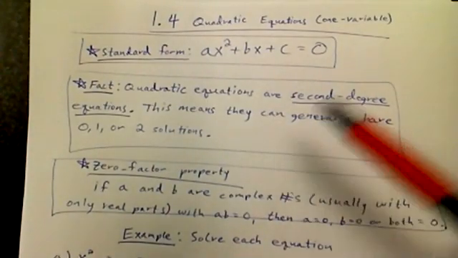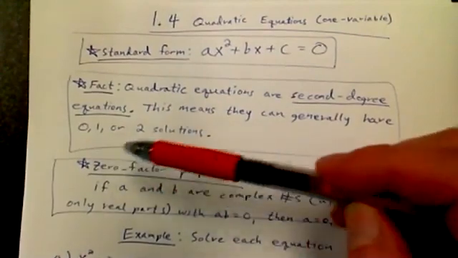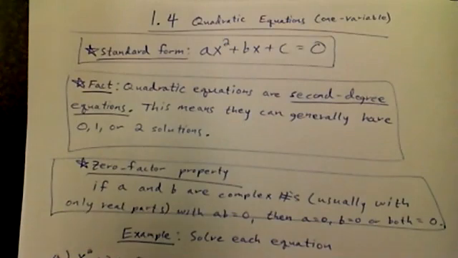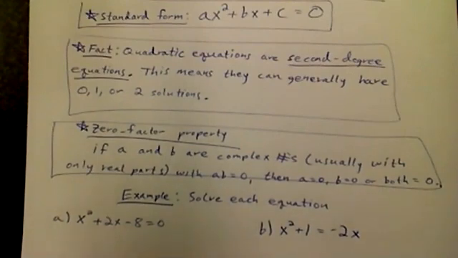Little fact here, quadratic equations are second degree equations. What this means is they can generally have no solutions, one solution, or two solutions. That's what you should expect. The zero factor property. So what I'm going to do here, and I'm pretty sure you guys have seen this before, I'm going to show you a few different strategies for solving these quadratic equations. Generally, you can use whatever strategy you want, although when we do get to completing the square, I am going to want you to know how to do that.